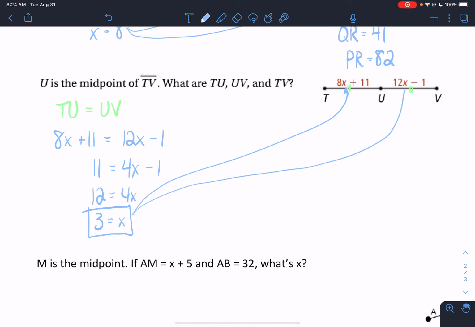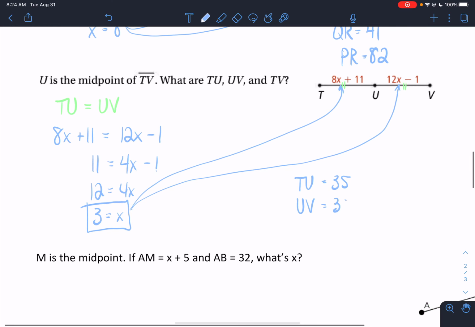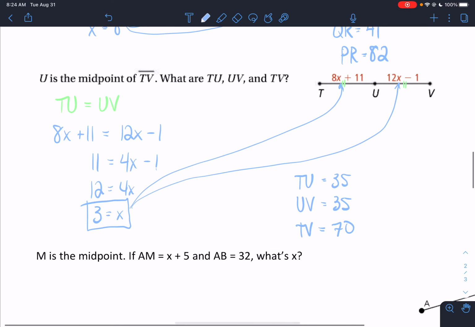And then I can plug these in for x. 8 times 3 gives me 24, so that'll give me 35. 12 times 3 gives me 36, minus 1 is 35. So that's good. They're both the same. That's the way it should be. And then TV, the entire amount, is going to end up being 70 by adding my pieces together.